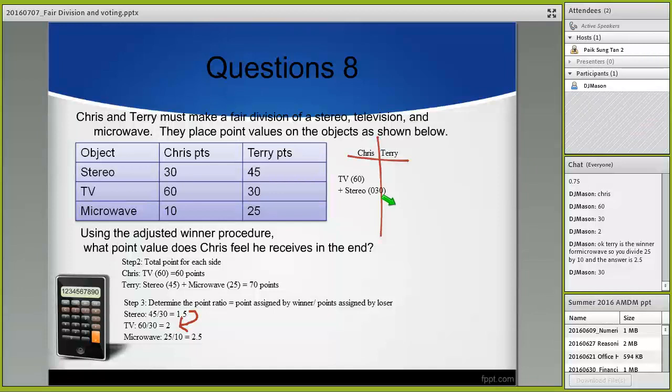Whereas for Terry, originally he has a microwave. Just a microwave. Okay? That's worth 25 points that I know. And he also has the stereo. They're worth 45 points. But now if I move the stereo to Chris, she's going to lose something, right? She's going to lose the stereo, and the stereo for her is worth 45 points. So she's going to lose 45 points.